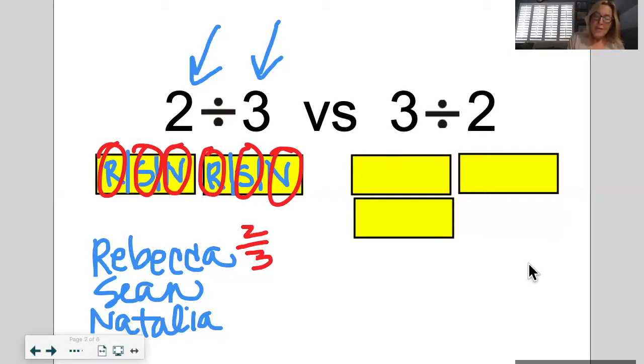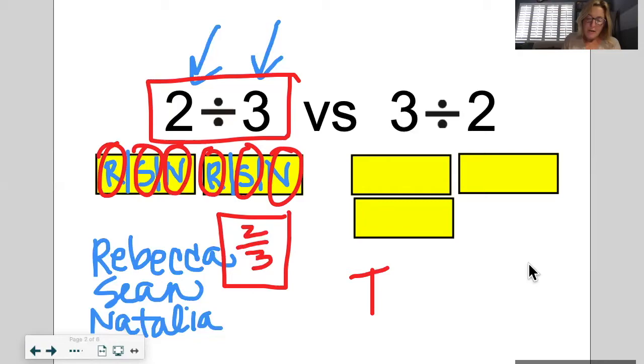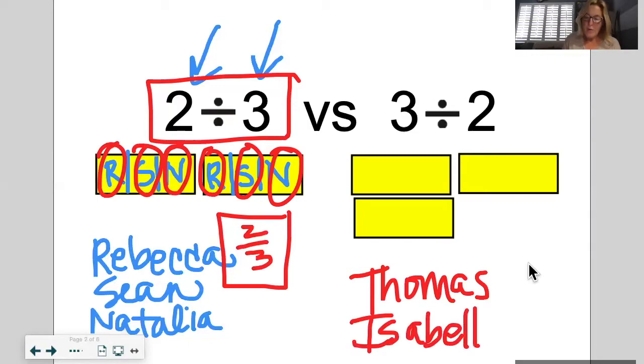So this is typically how we say division, but we know that we could also say division this way, right? We could read 2/3 as 2 divided by 3. Okay, so now let's do 3 divided by 2. Now we have 3 of the yellow candy bars and only 2 people sharing. So let's say we have Thomas and Isabella, and they are going to share 3 yellow candy bars, but there's only 2 of them.